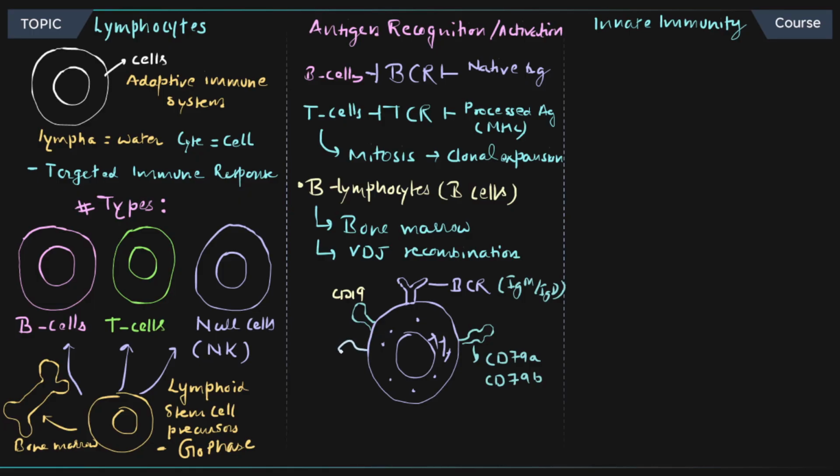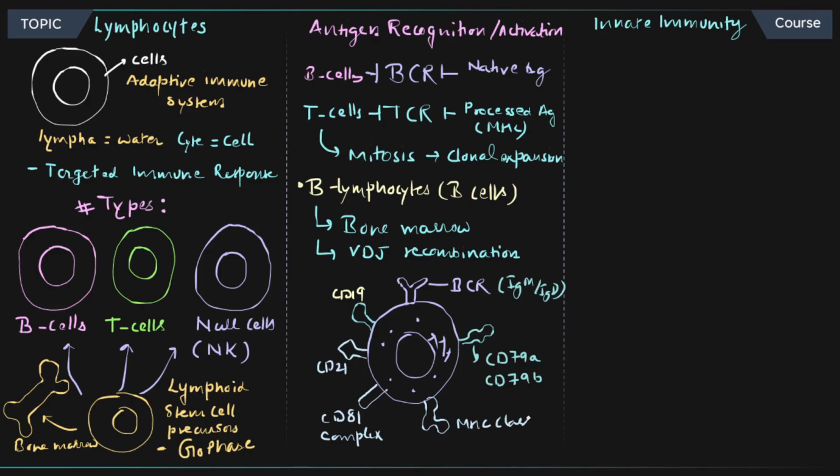Next is the CD19 receptor. You have the CD21 receptor, they are co-receptors, and then you have the CD81 complex. So CD19, CD21, and CD81 complex, and all these receptors are required for enhanced sensitivity to antigen.